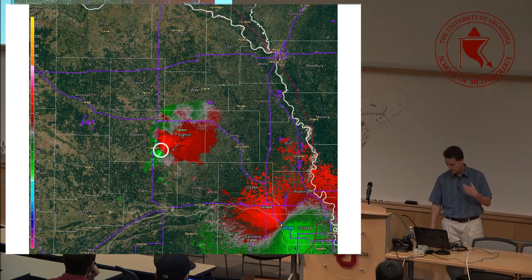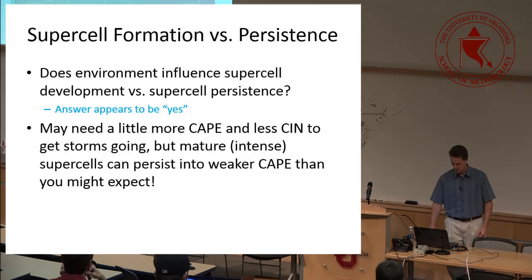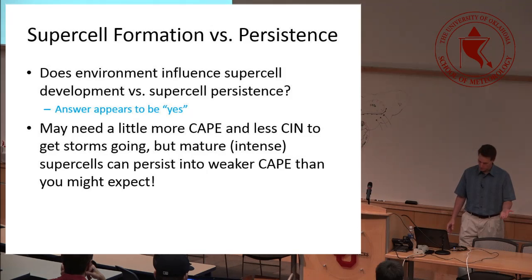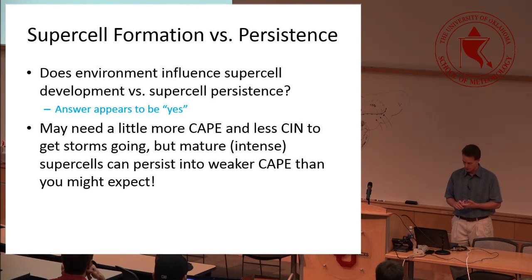Okay, so hopefully that makes sense. The important thing about this is we're going to come back to why we would use these concepts and how we'd use them in a forecast sense. Okay, one question that occasionally comes up in this is supercell formation versus persistence. Does the environment of a supercell influence development differently than storm dissipation?